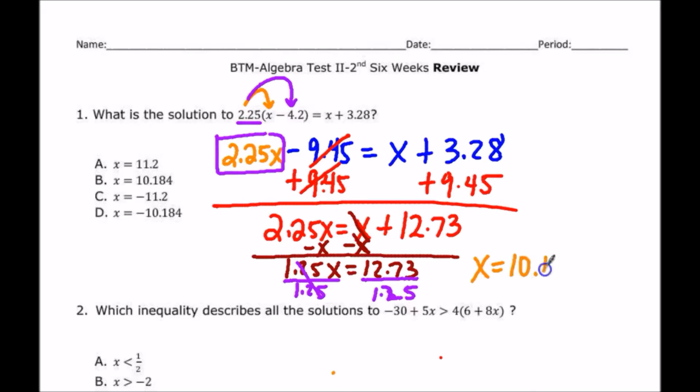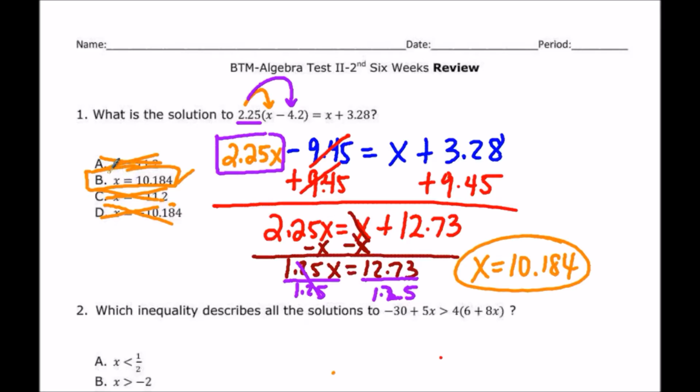So I come over here and I say, you know what? That's 10.184, and I circle that answer, and I come over and I look. Where could that answer be? Is it 11.2? No way. Is it 10.184? Yeah, I'm going to check that. Negative? No way. And is it a negative? No way. So what's my only answer in this case? Bam! It is B. So folks, distribute, do the opposite to both sides, do the opposite to both sides, do the opposite to both sides, and bam! You get your answer. Okay? That's how you solve that mug.